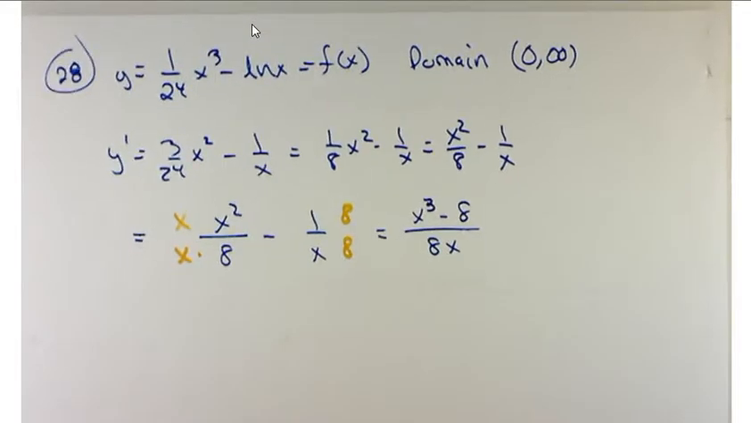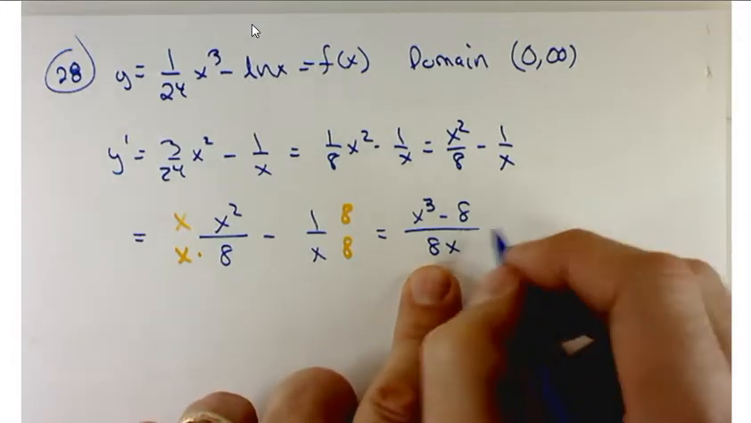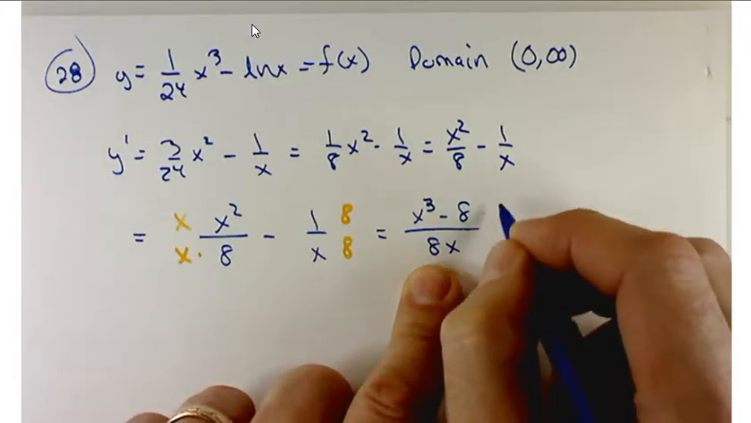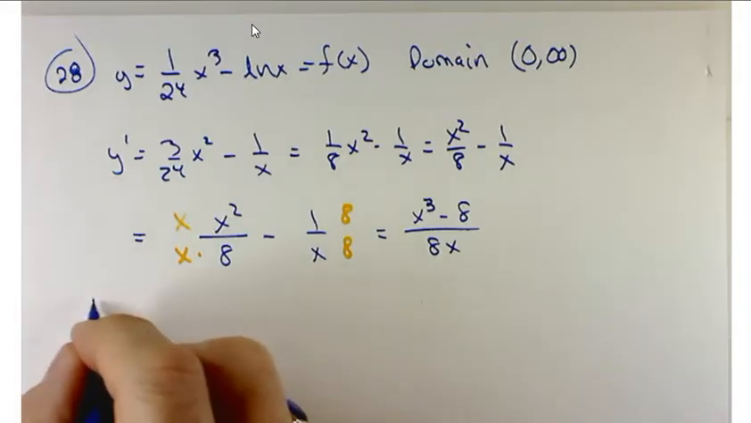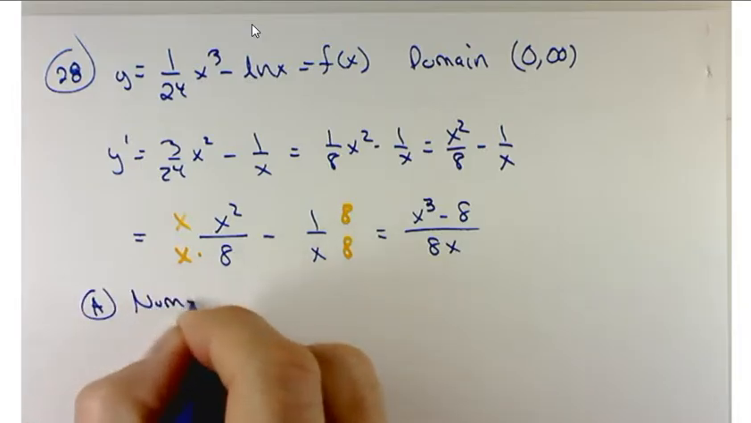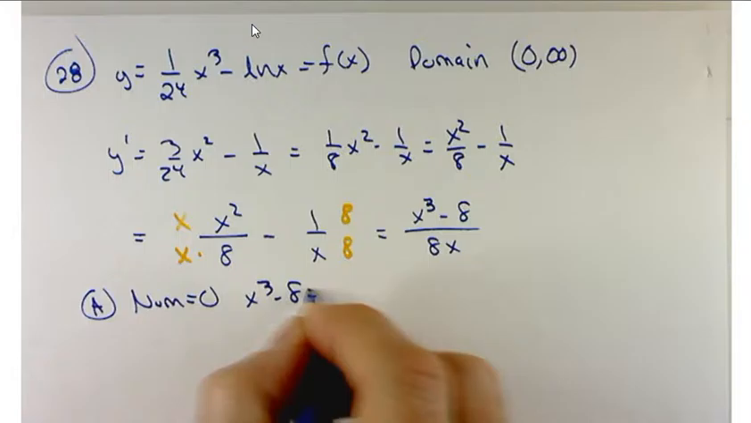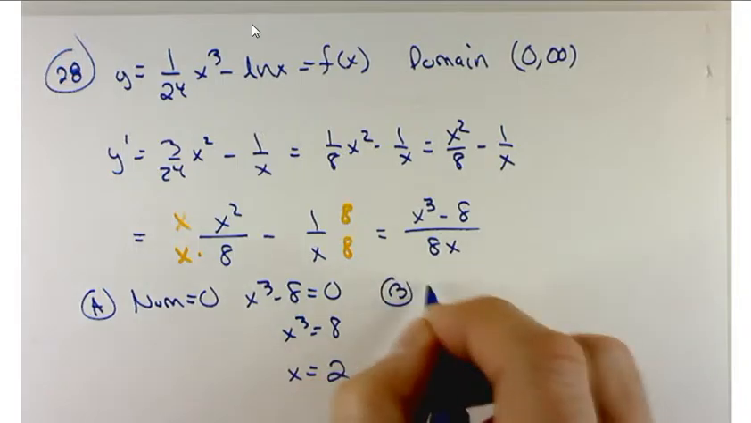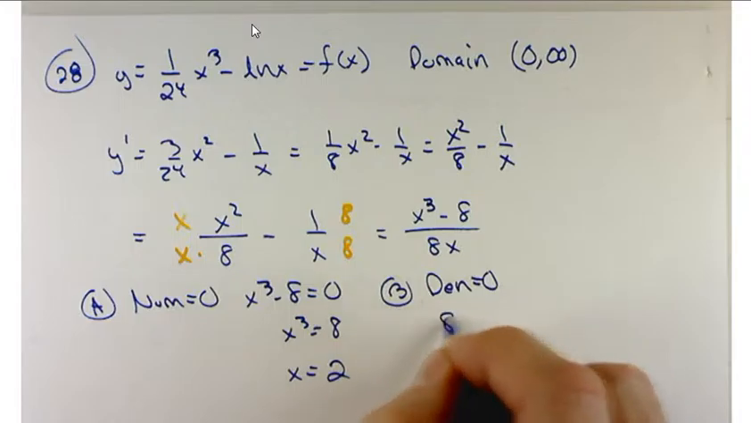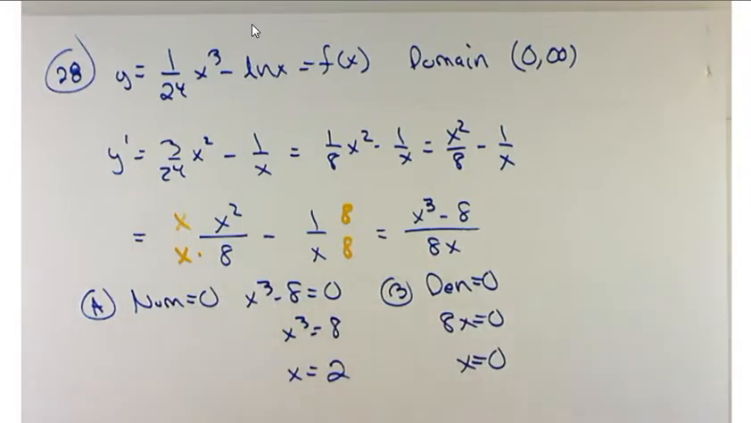I need to know where this equals 0 in the numerator or equals 0 in the denominator, because at either of those two places, the derivative can change sign. It can go from positive to negative or negative to positive. So, part A here, the numerator equals 0. That's going to be x cubed minus 8 equals 0. Nothing fancy here. I'll take the cube root on both sides. What could x equal? 2. The denominator equals 0. Well, that's just 8x equals 0. That's pretty easy. X equals 0.